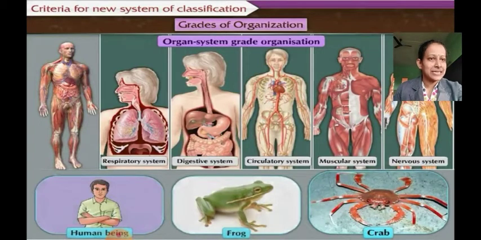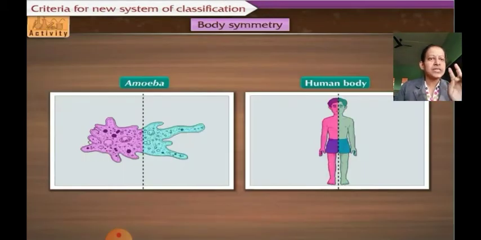Okay, now the next criteria. This was the first criteria, that is grades of organization. Now the next criteria is body symmetry. You might have heard about symmetry in the case of geometry. So what is body symmetry?